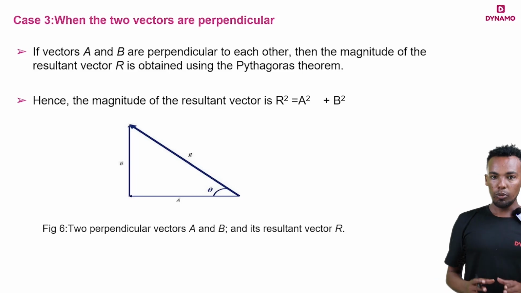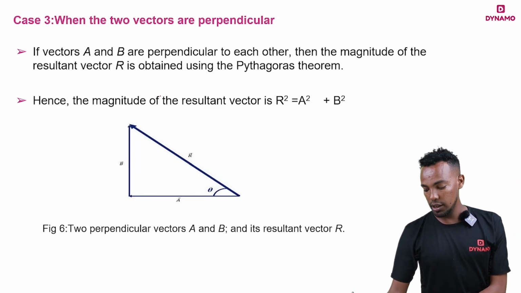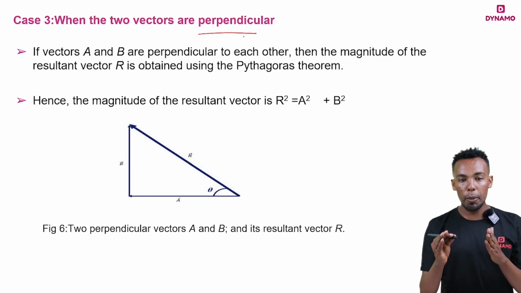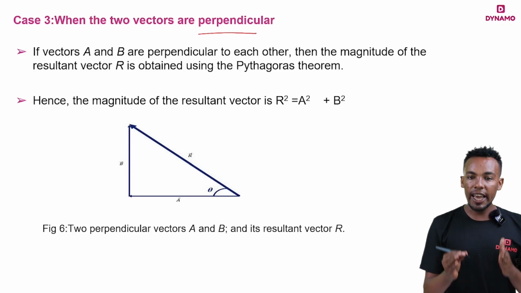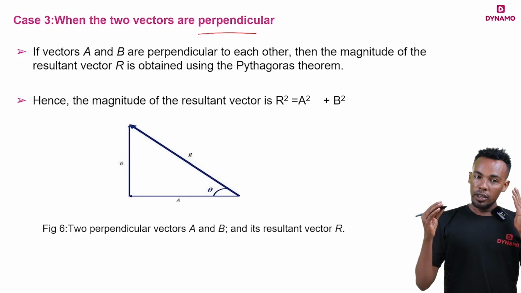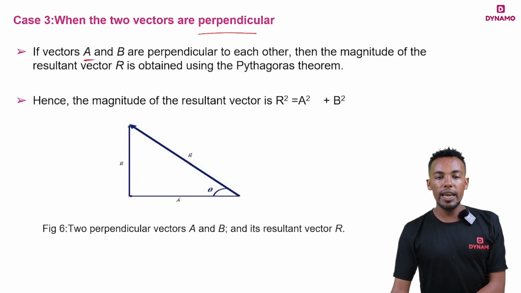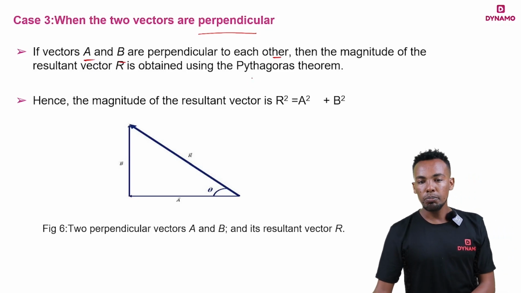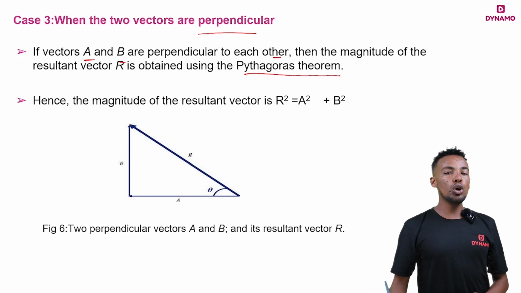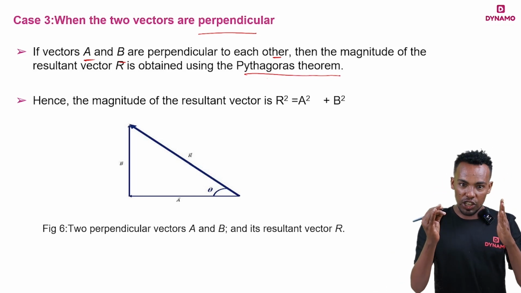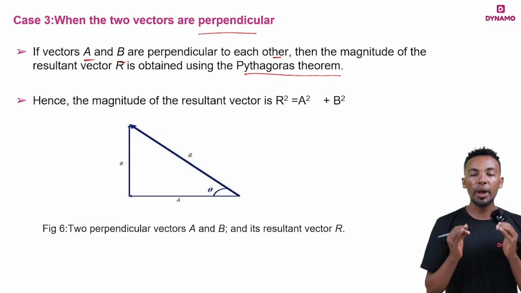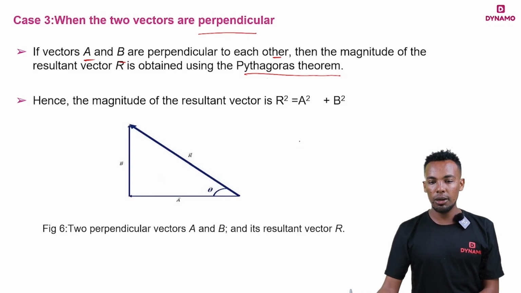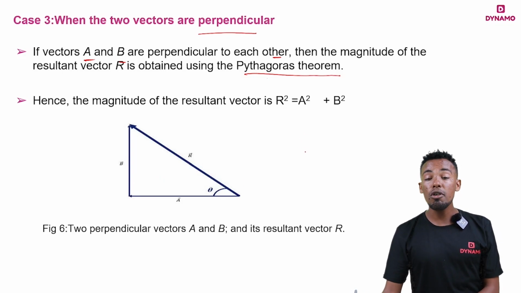The third case is when two vectors are perpendicular. We looked at the same direction and opposite direction; now if two vectors are perpendicular, how can we get the resultant vector? If A and B are perpendicular to each other, the magnitude of the resultant vector is obtained by using the Pythagoras theorem, for a right angle triangle, created by the mathematician Pythagoras.